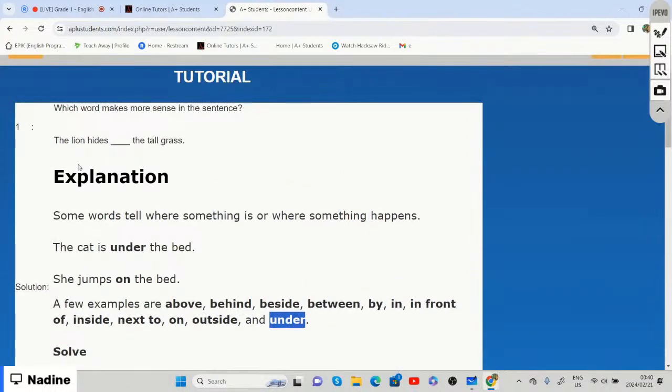All right, so here it is, the lion hides the tall grass. Does the lion hide above the tall grass, behind the tall grass, beside the tall grass, between the tall grass, by the tall grass, in or in front of the tall grass? Does the lion hide inside or next to the tall grass? Or does the lion hide on, outside, or under the tall grass? So where is the lion hiding?